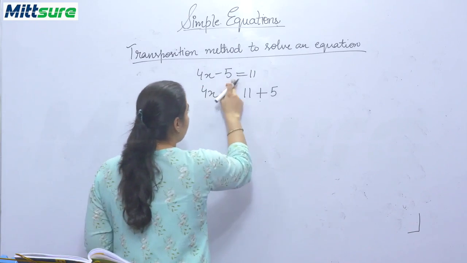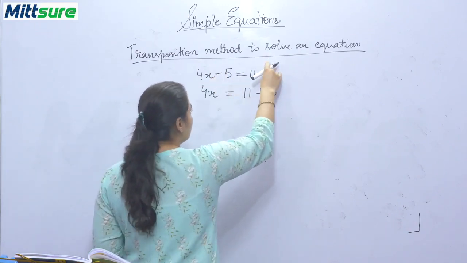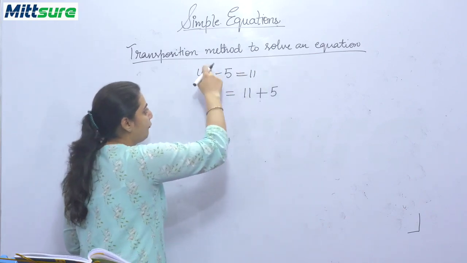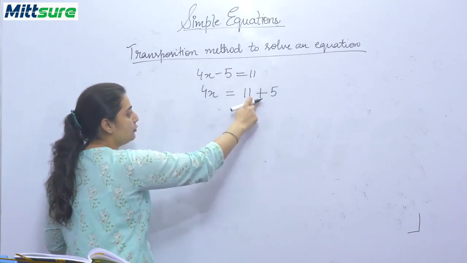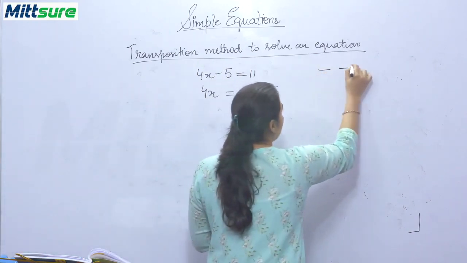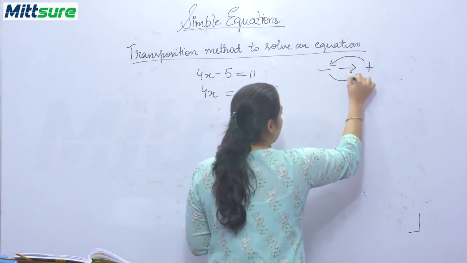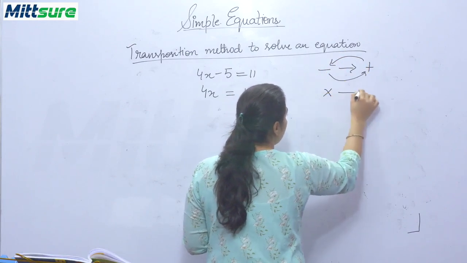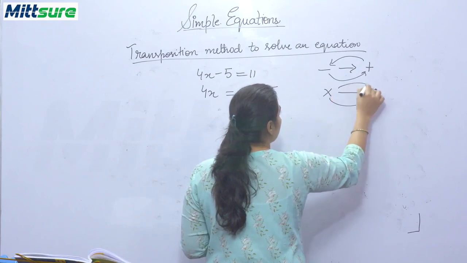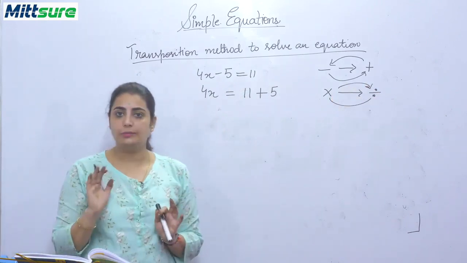So in 4x minus 5, this 5 was to be transposed towards the right hand side, so I changed the sign of 5 from minus to plus. That means if there is a minus sign, it will change to plus. If there is a plus sign, again it will change to minus. If there is a multiplication sign, it will change to divide, and vice versa. Right? So these are the two facts that you have to keep in mind.